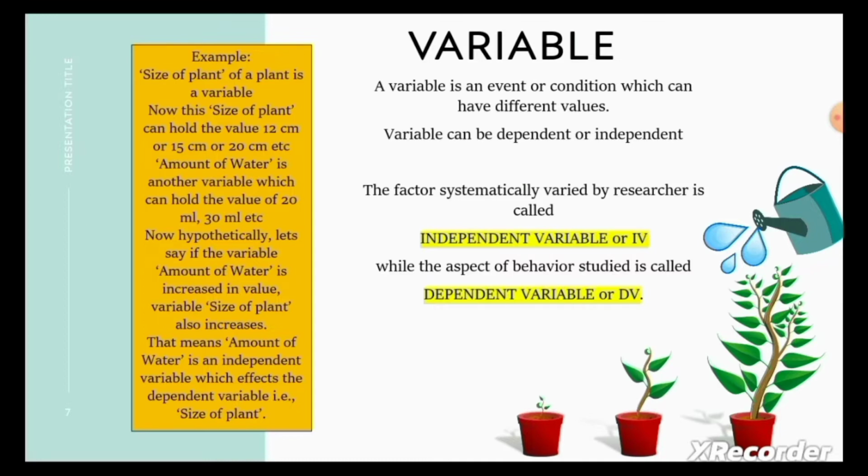Now hypothetically, let's say if the variable amount of water is increased in value, variable size of plant also increases. That means amount of water is an independent variable which affects the dependent variable, that is, the size of the plant. The factor systematically varied by researcher here is called the independent variable or IV, that is the water amount, while the aspect of behavior studied is called dependent variable, that is the size of plant.